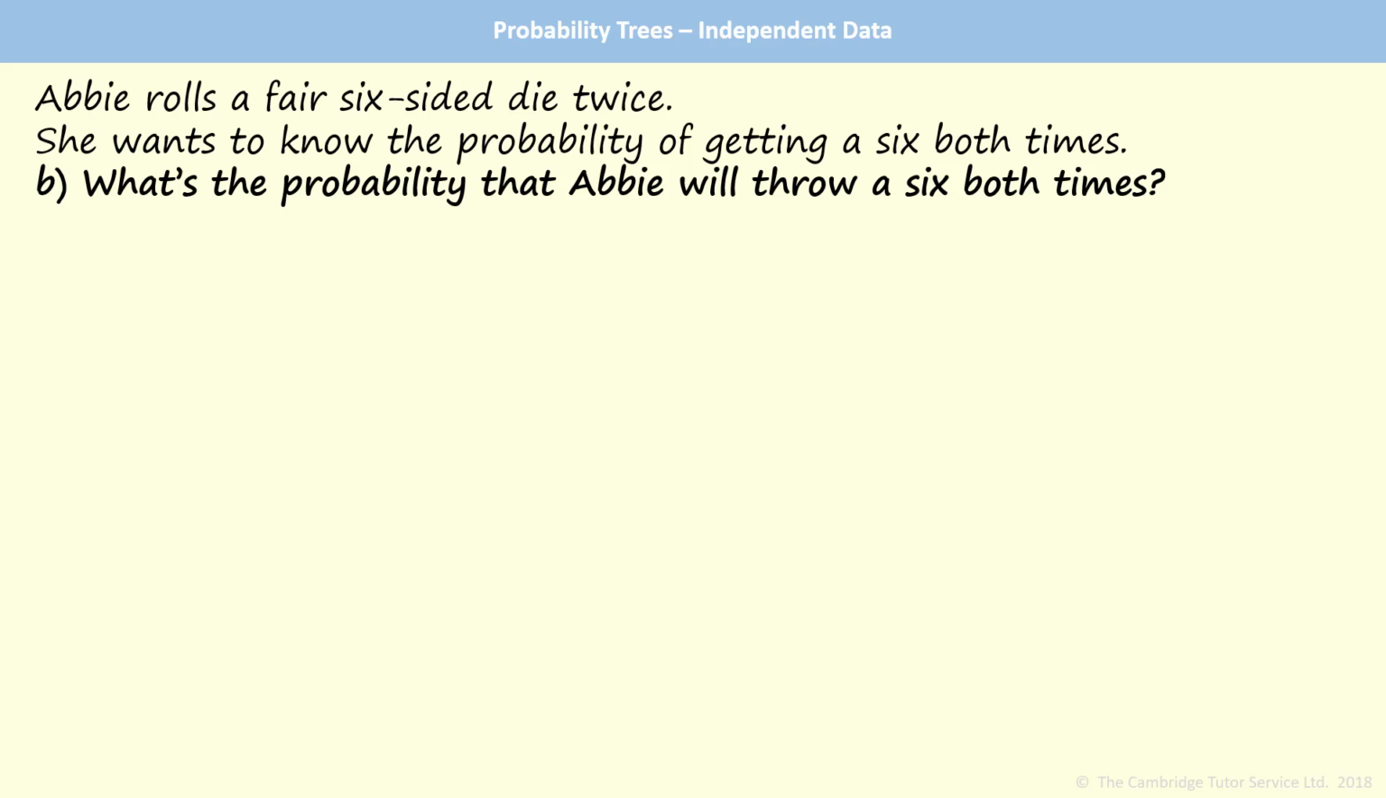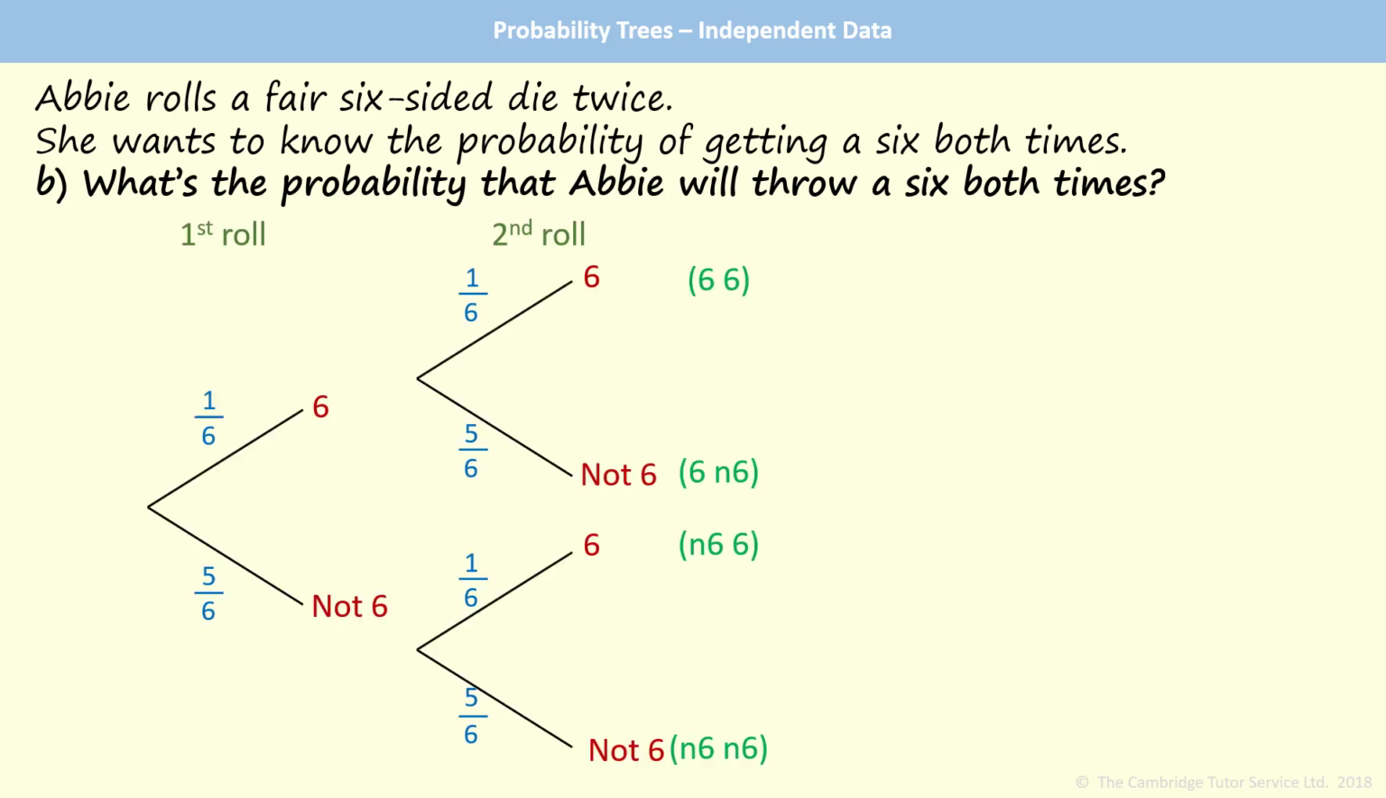What's the probability that Abby will throw a 6 both times? So we put that tree back. We're looking at 6, 6. She throws a 6 both times. So that's that line there. The first probability, 1 out of 6, and then we multiply that by the second probability, which is 1 out of 6. And if you remember how to multiply fractions, you'll have your answer, 1 out of 36.